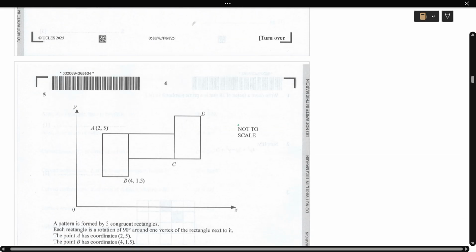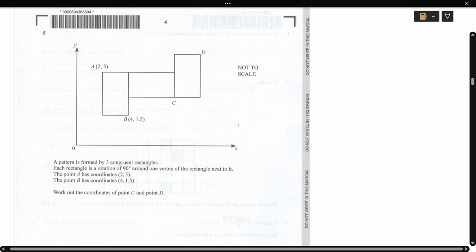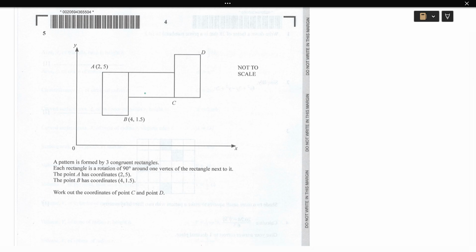Okay, so the next question here, there is a rectangle, so a pattern of three congruent rectangles. Each rectangle is a rotation of 90 degrees around the vertex. A coordinate is given, B coordinate we need to find out, C and D. So this is A, this is B. So we know this is 2, this is 4. So it is 2 and this length is 3.5 because here is 1.5, 2, 5. Now the same rectangle is turned, so this length is going to be 3.5.